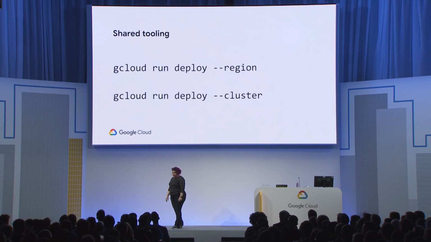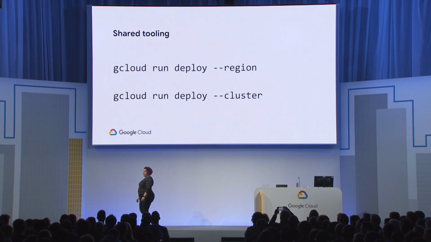Now, I showed you the UI. The CLI is also really easy. You just use a different flag. You either deploy to a region or you deploy to a cluster. And I have to say, I love this command line. You know, it's Cloud Run. You type gcloud run, and you're off and ready to go.